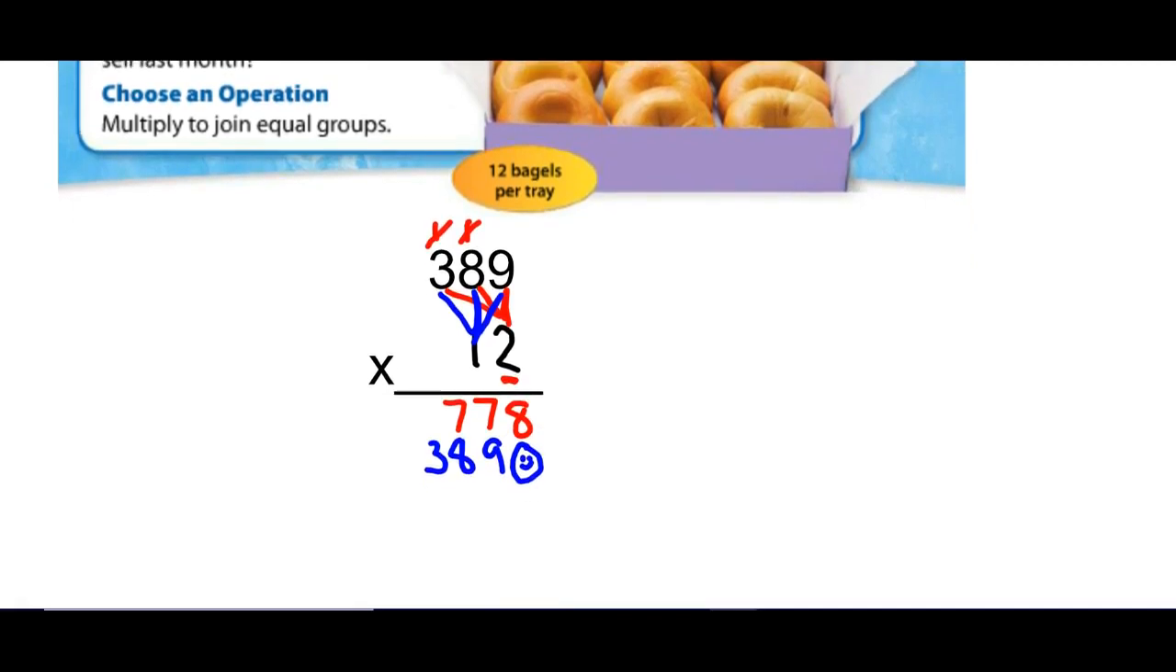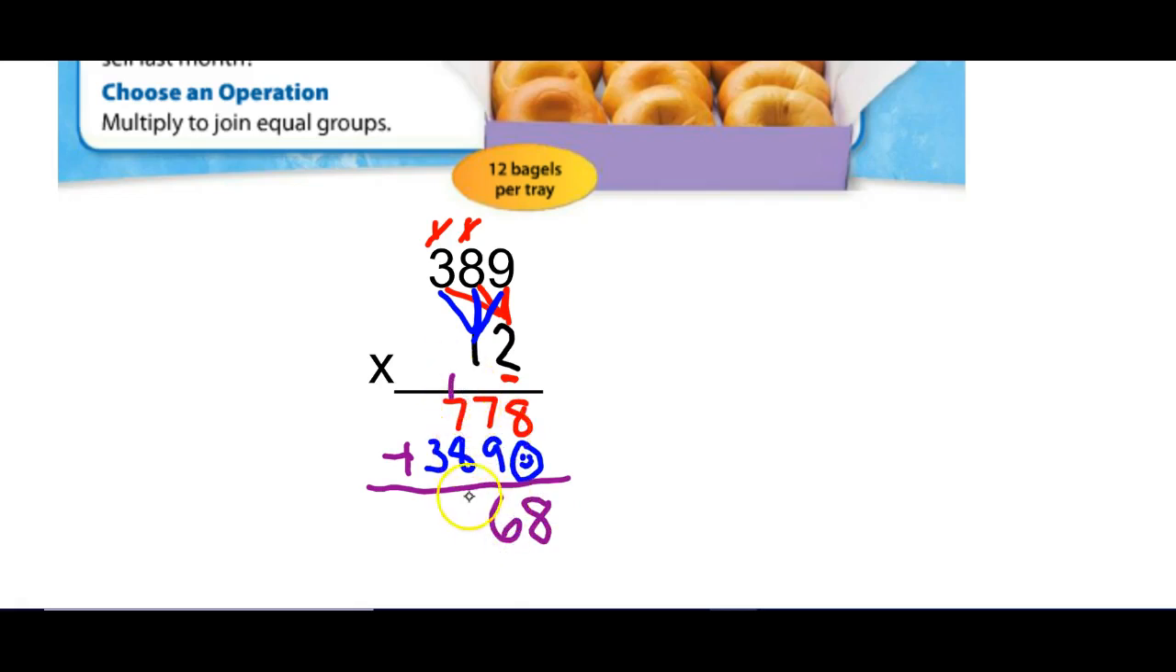Now that we have all of our multiplication done, we're going to take our 2 lines and add them up in order to answer the question. 8 plus 0 is 8, 7 plus 9 is 16, regroup. 7 plus 8 is 15, plus 1 is 16, 1 plus 3 is 4, so we have 4,668 bagels. Okay, so that was our quick review on how to do that.